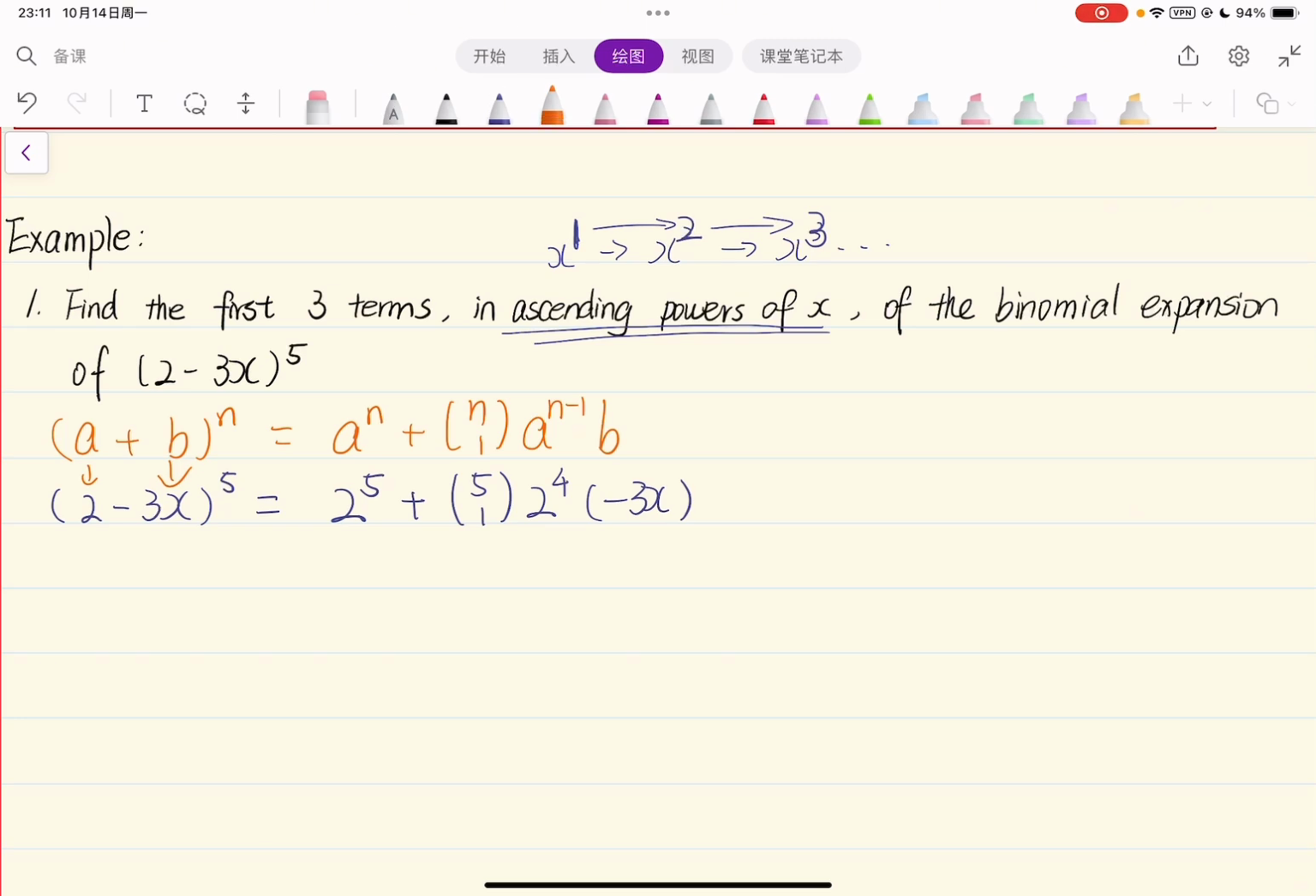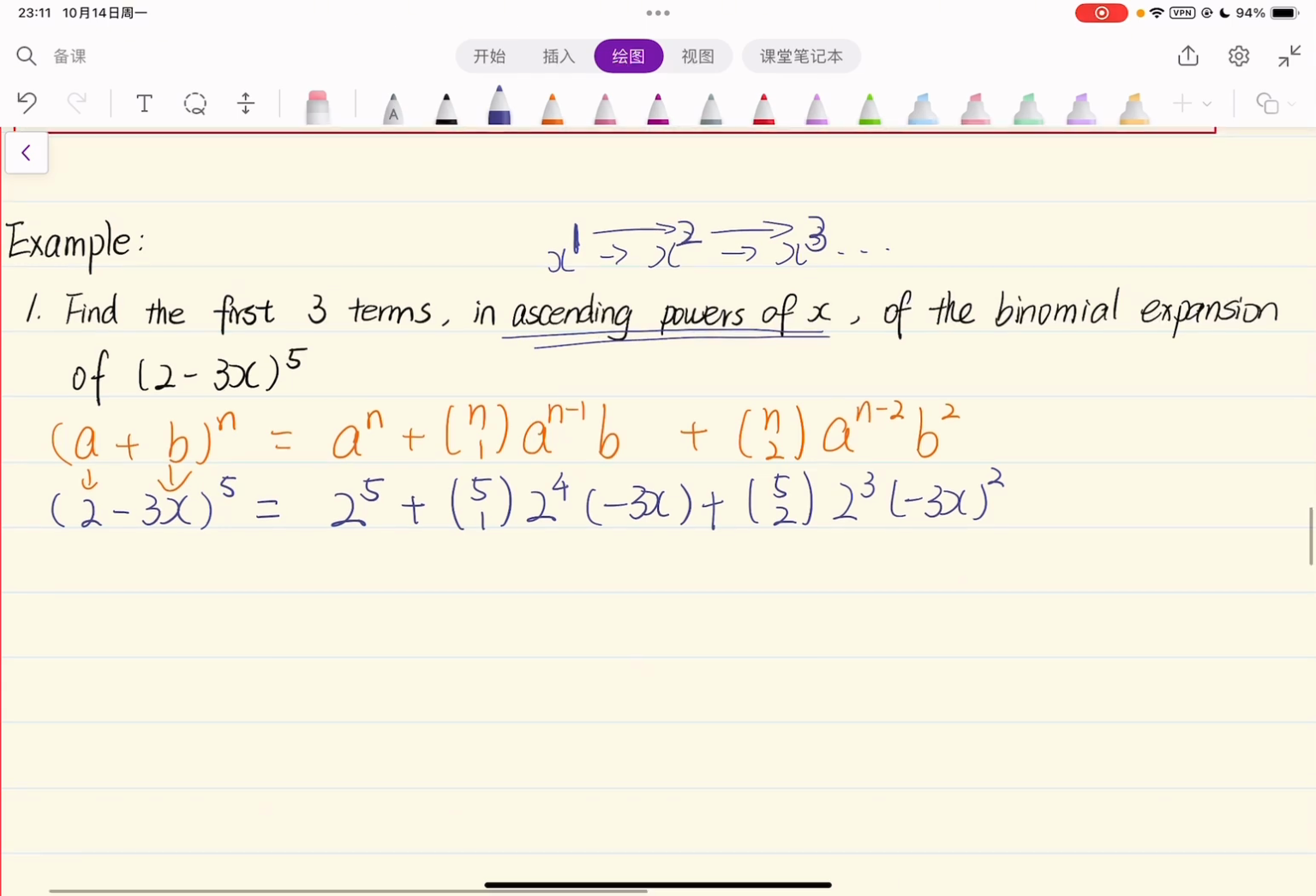And for the third term, we have n choose 2 times a to the power of n − 2 times b squared. So in this expansion, n is 5, that is 5 choose 2, times a to the power of 5 − 2, that is 3, so 2 to the power of 3. b is −3x, so we write (−3x) to the power of 2.